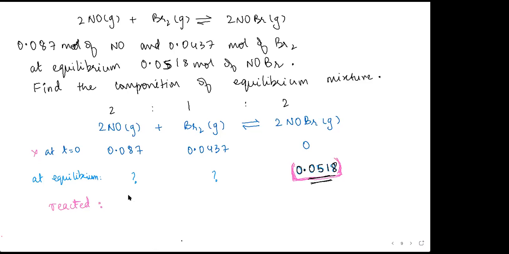0.087 minus x. Forget about x. Forget about this. Let me erase this question mark. That's what we're trying to fill here. At equilibrium, this much concentration has formed. So how much of NO was, see, in order to get 2 moles, you need 2 moles of NO. In order to get 0.0518, how much of NO do you require?